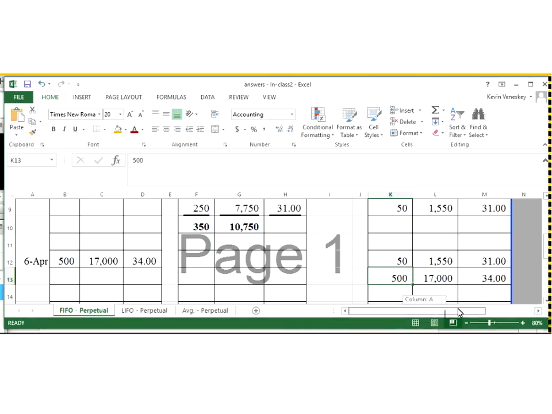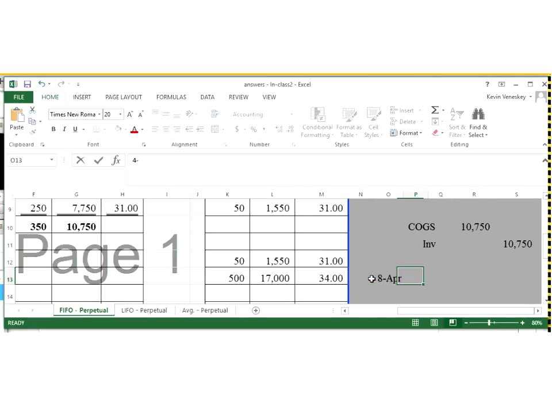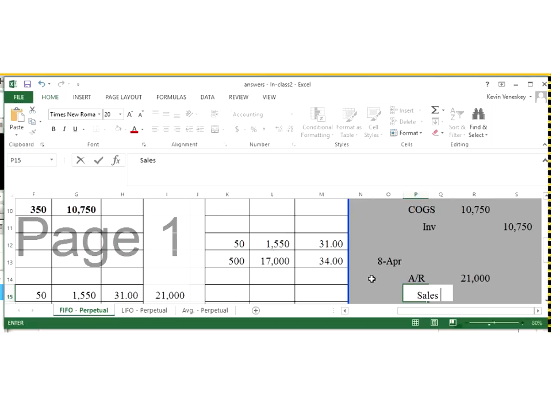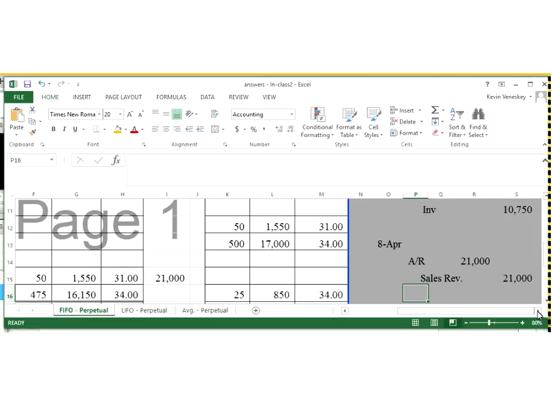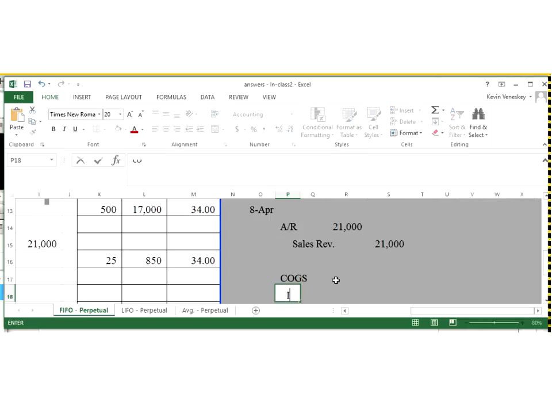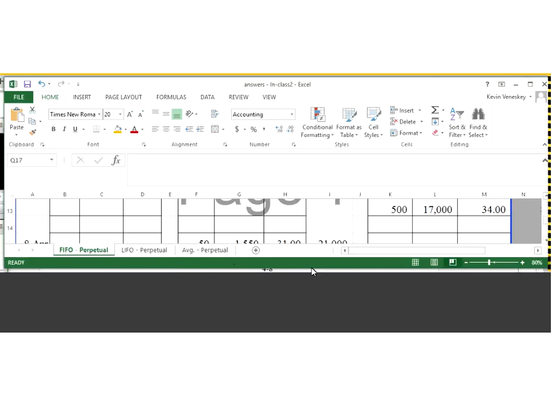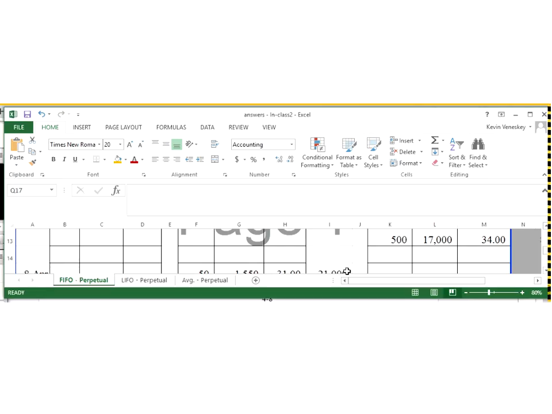Now we can start our journal entry again. Give a quick peek. It was 21,000. So on 4/8, I'm going to show an account receivable of 21,000. That was my sales revenue. What I don't know at this point, though, is my cost of goods sold. And how much inventory did I lose when I sold that? That's what I need to use my chart for. So let's go over and finish up our chart.